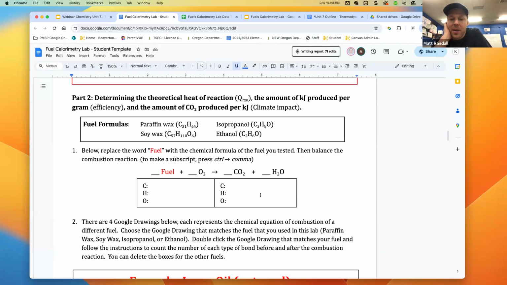Students don't have to balance in their head or write on scratch paper, but have a place to physically count the number of atoms. That's what the C, H, and O boxes are, left and right, and then using that for balancing the equation.